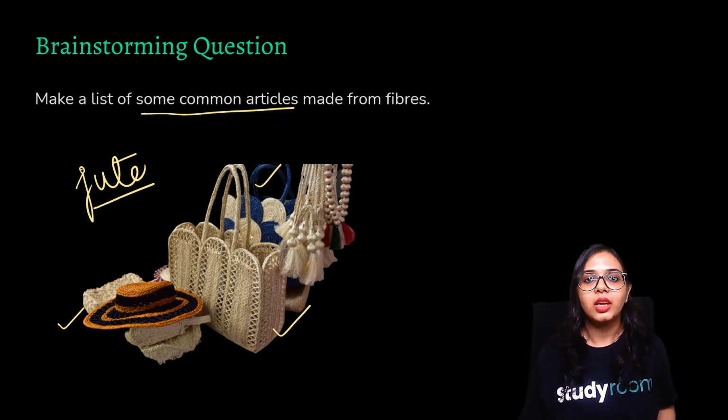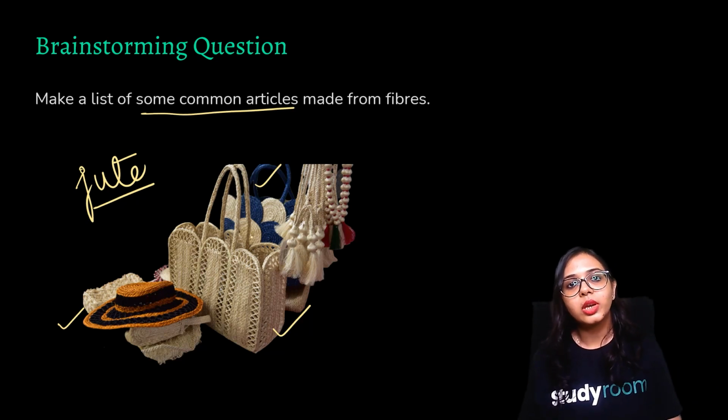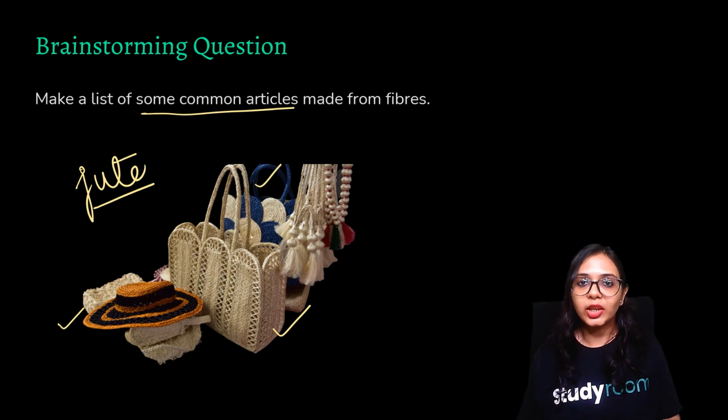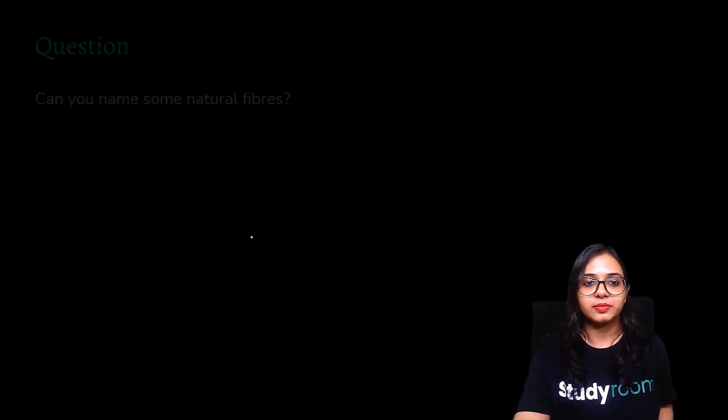Even the different kinds of clothes that you wear are made up of different kinds of fibers. Each fiber gives you a different texture and a different comfort. It has a different weight of its own. So all these common articles are made up of fibers.